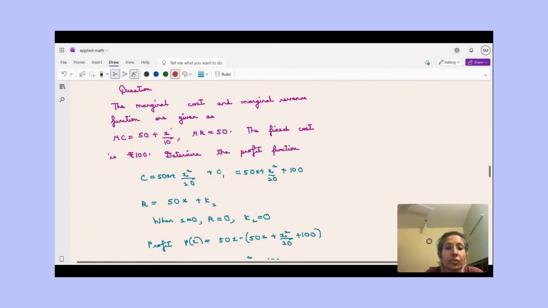The marginal cost and marginal revenue functions are given as: marginal cost is 50 plus x by 10, marginal revenue is 50, and the fixed cost is rupees 100. Determine the profit function.